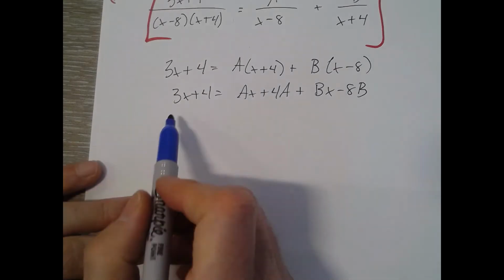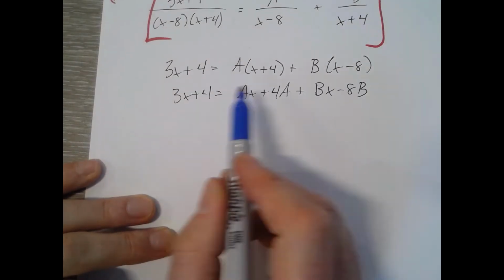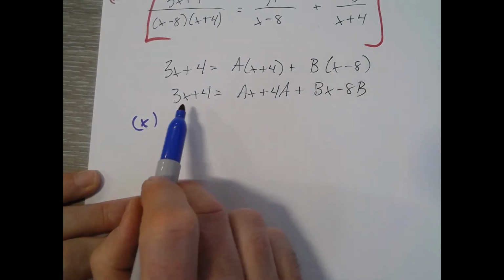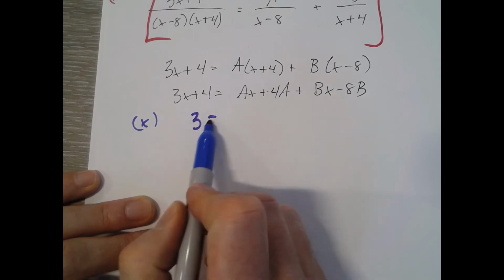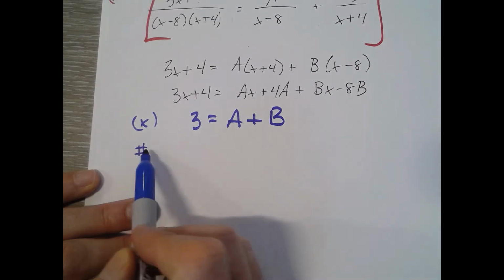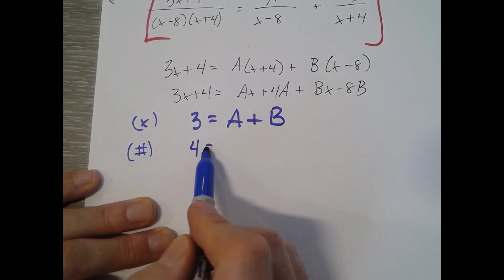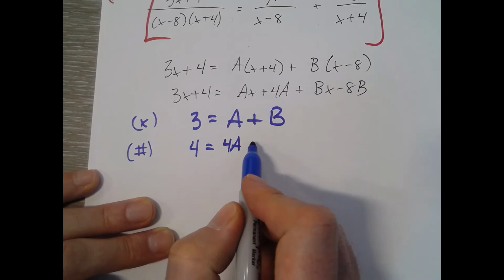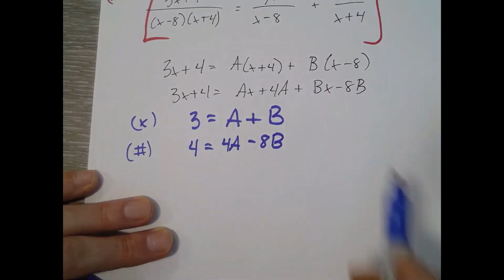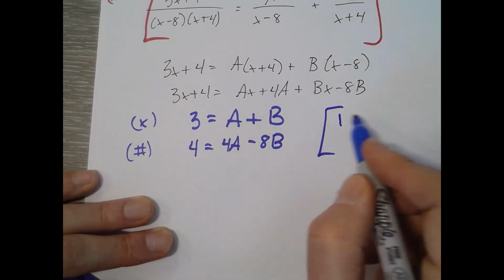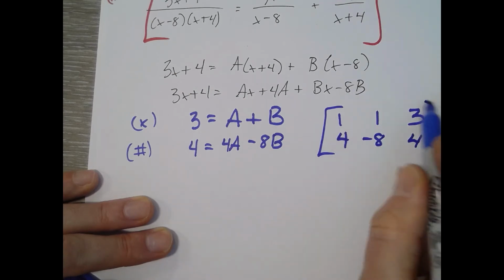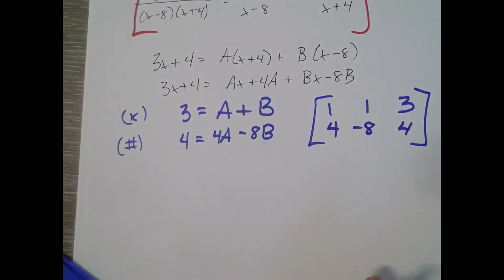a system of equations. We do not have any x squareds, but we have some x's and we have some numbers. So for the x terms, I have 3 on the left side, and I have a plus b on the right. And as far as the numbers go, I have 4, and I have 4a minus 8b on the right. So 1, 1, 3, 4, negative 8, 4. We do reduced row echelon on our calculators. Somebody have an answer?